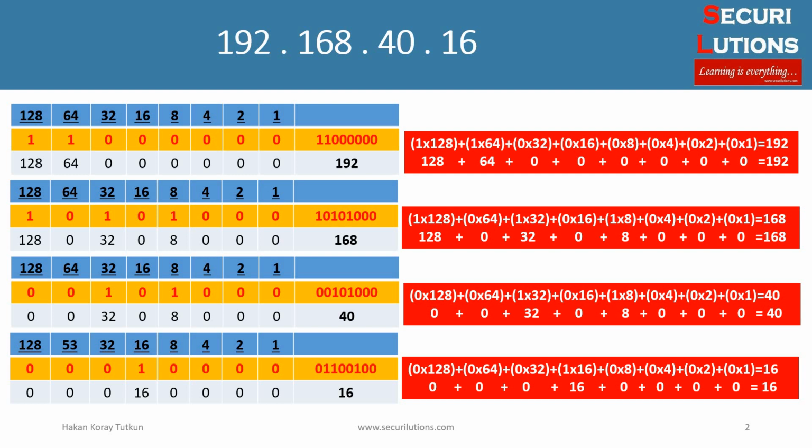From the first example we have 192, from the second example we have 168, from the third example we have 40, and from the fourth example we have 16, which is equal to 192.168.40.16, and we have an IP address.